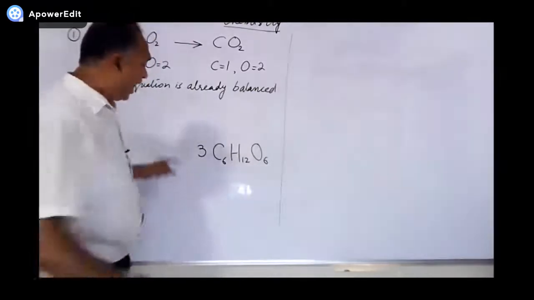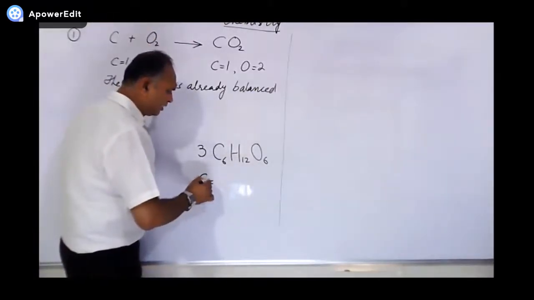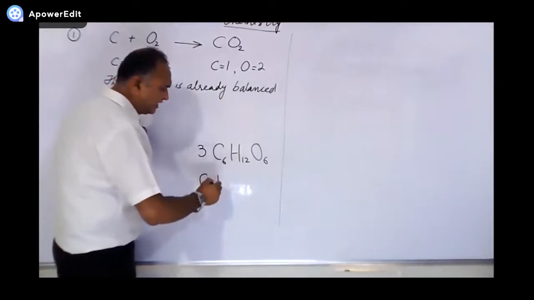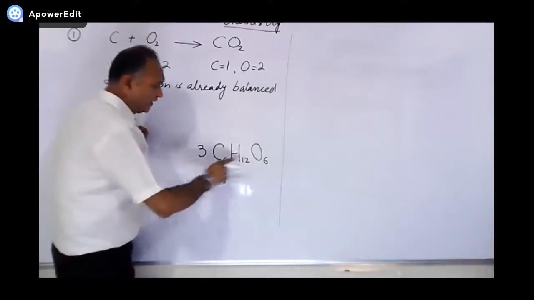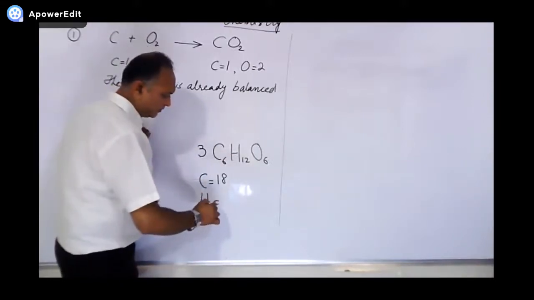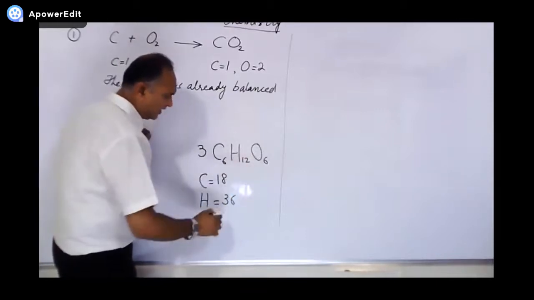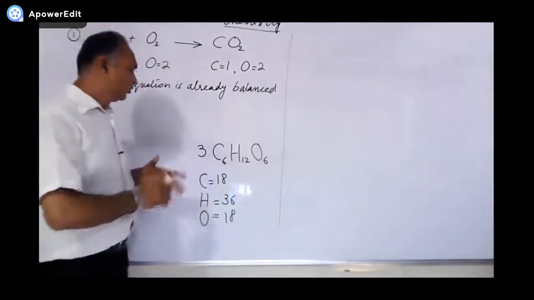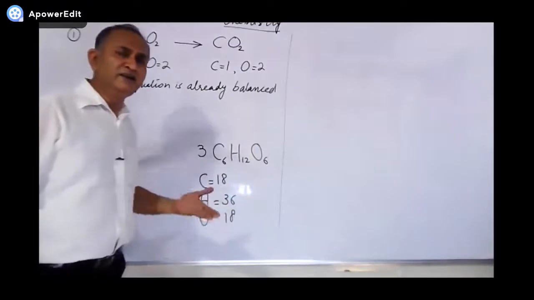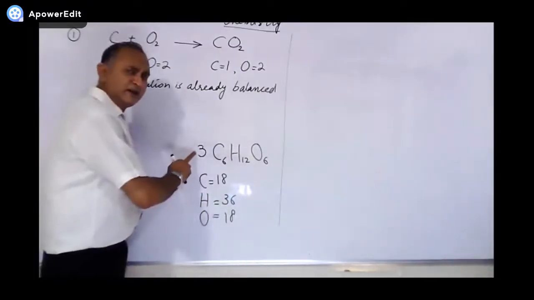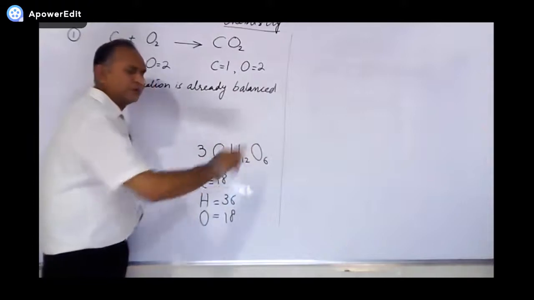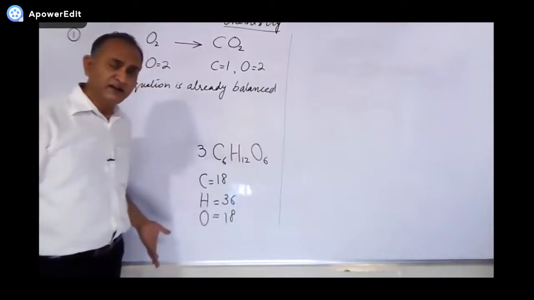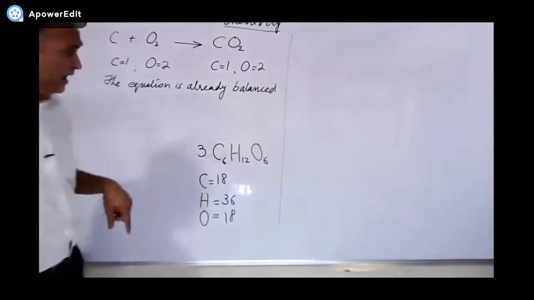Now if I ask, how many carbons are here right now? You will have to multiply this 3 by 6. 3 6s are 18. 3 12s are 36. 3 6s are 18. So what have we learned yesterday? That the coefficient which is written over here should be multiplied with the subscript of the formula. All right? And another revision.